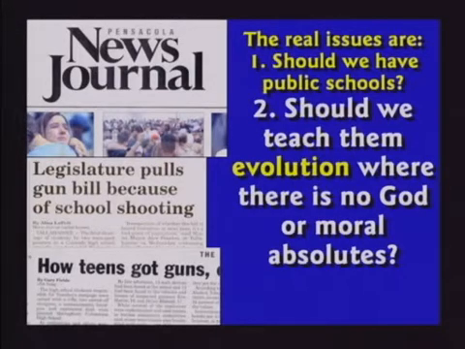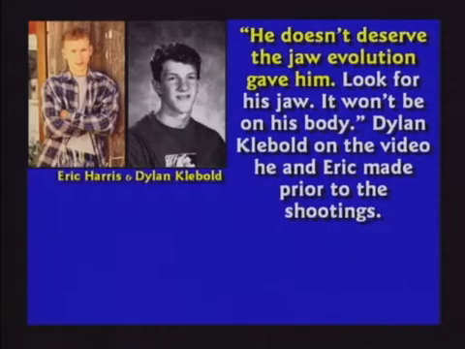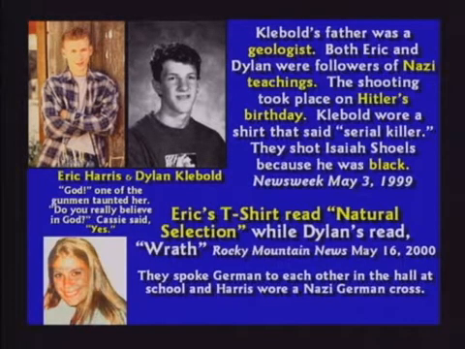The boys made a tape before the shooting. They said, "He doesn't deserve the jaw evolution gave him. Look for his jaw. It won't be on his body." They did the shooting on Hitler's birthday on purpose. They shot Isaiah because he was black. Eric's T-shirt said natural selection. We cover more on that on video number 5.